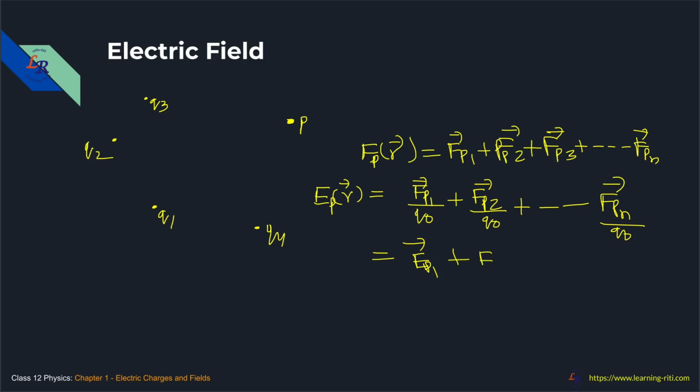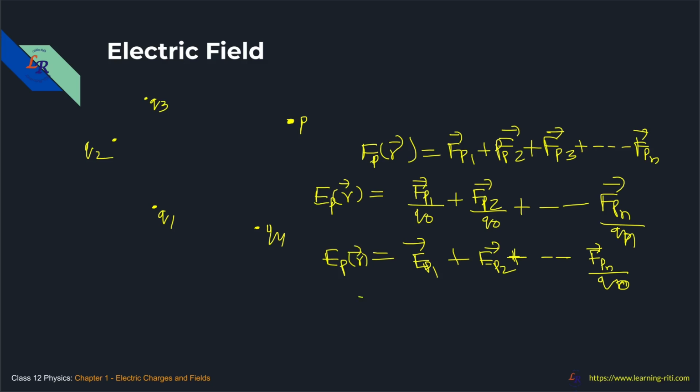So you can just write EP, right? See how you can utilize that same superposition principle, and the force from where it has been derived, and you can have your electric field, which would be a vector sum of these, right?